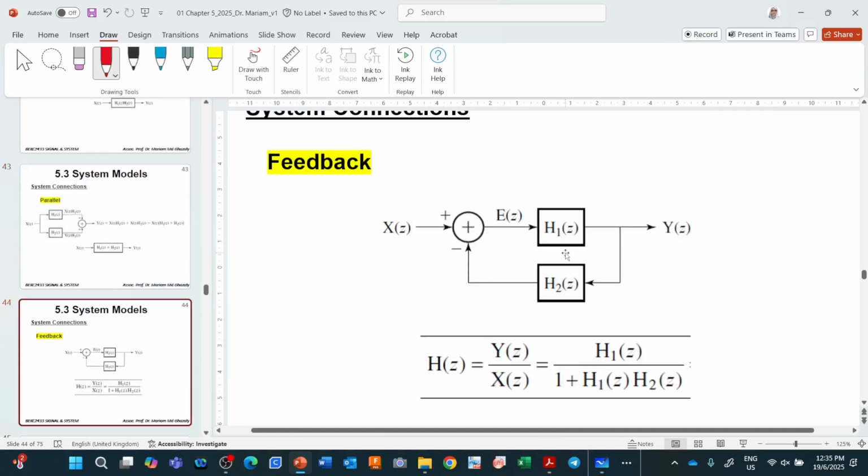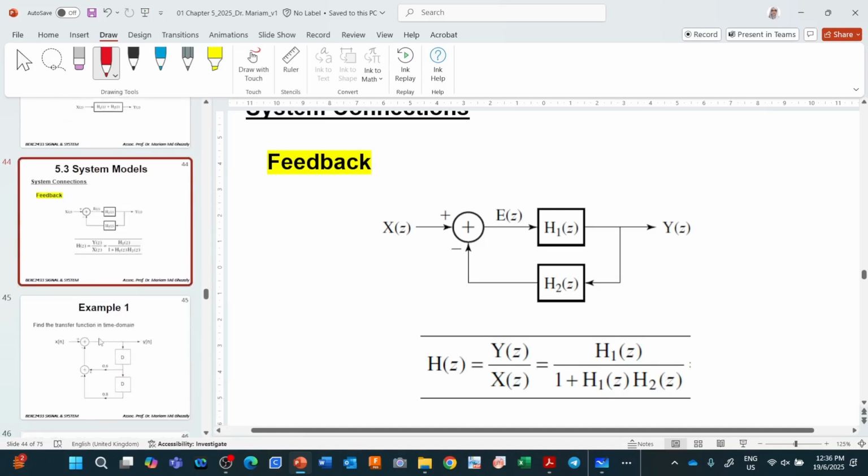The last one is the feedback, which you have seen many times in what subject? Control subject. It is feedback because you have the positive input here, and the feedback from y is negative feedback. Sometimes there will be positive feedback, but when you have negative feedback, this is how you write the equation, and I believe you already know how to derive it.